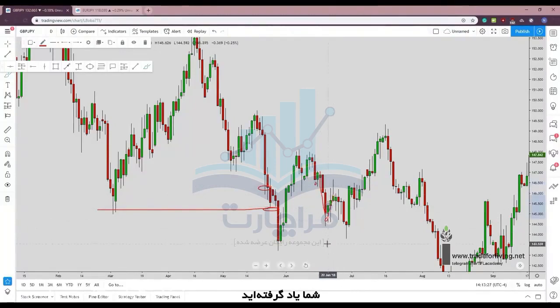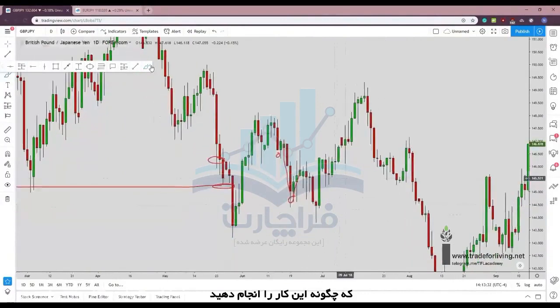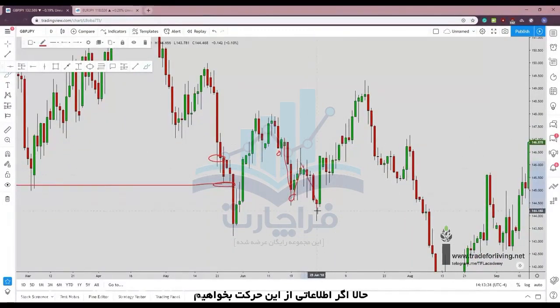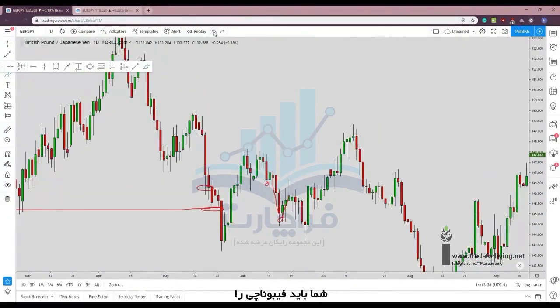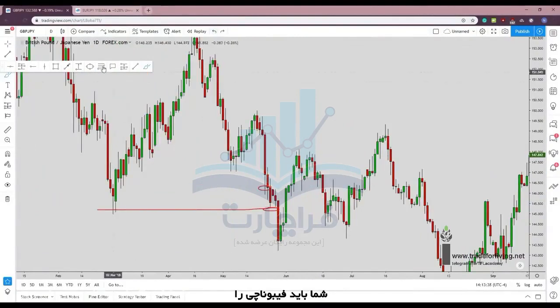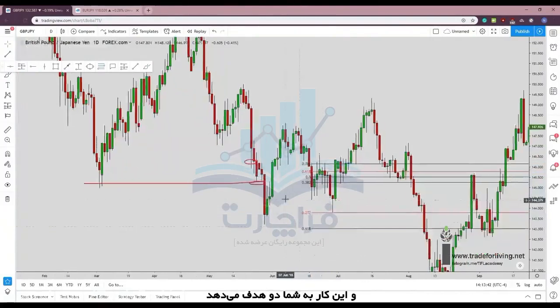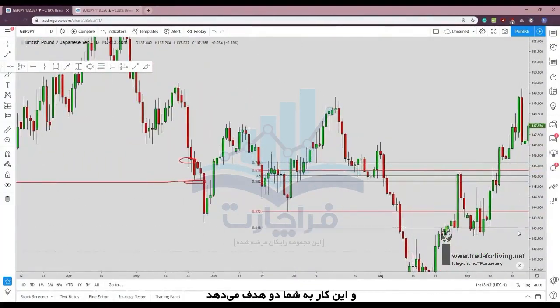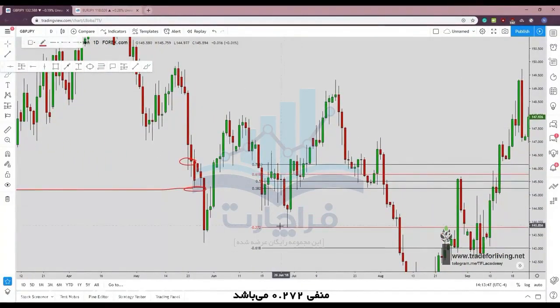If you want information on the retracement, perfect, you already learned how to do that. But if you now want information on this impulse here, then you will clearly need to take your Fibonacci from this high to this low, and that will give you two targets. It will give you target 1, which is the minus 27.